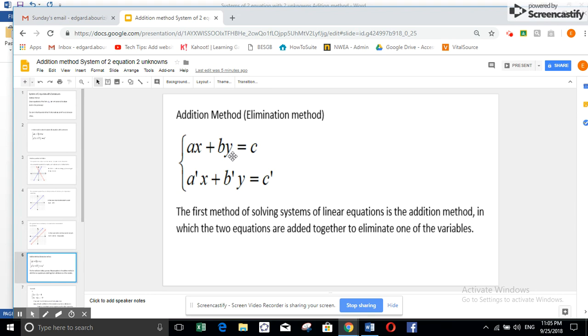First of all, as we said, we're going to use the addition method. The addition method is that we're going to cancel either the x's or the y's. It depends on which one we pick, or which one is better for calculation. So we're going to add these two equations together. In that case, we're going to eliminate either x or y.